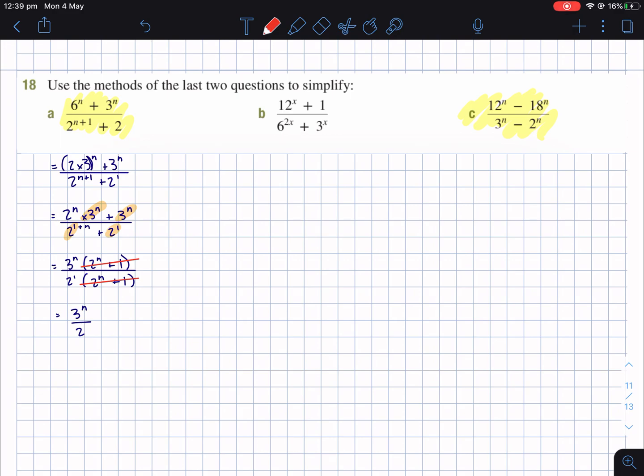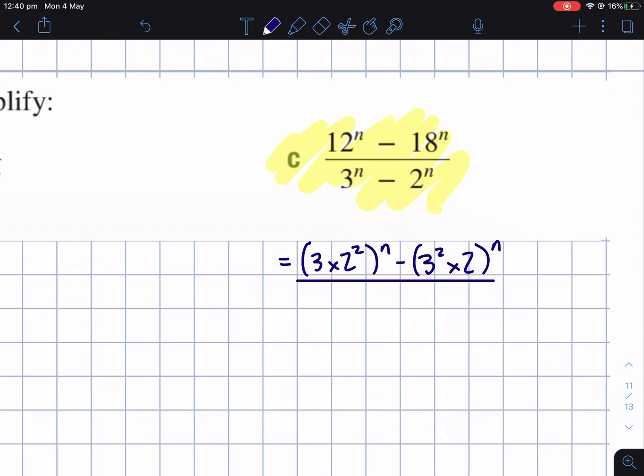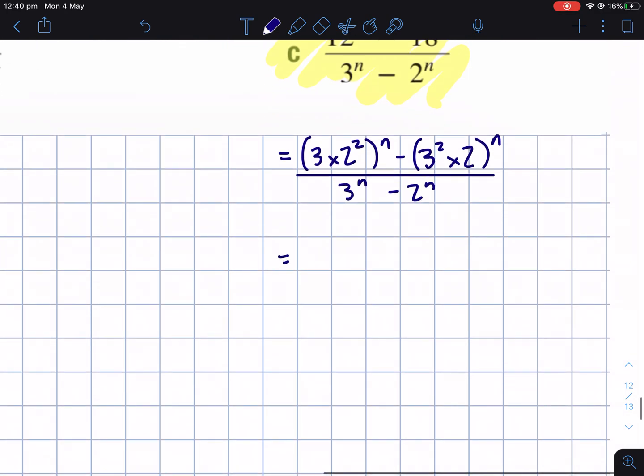Okay, question C. Alright, I definitely want my primes. So 12 is the same as 3 times 2 squared, and 18 is the same as 3 squared times 2. So this is the same as 3 to the n times 2 to the 2n minus 3 to the 2n times 2 to the n, all over 3 to the n minus 2 to the n.